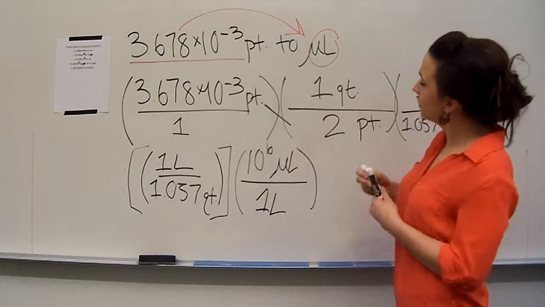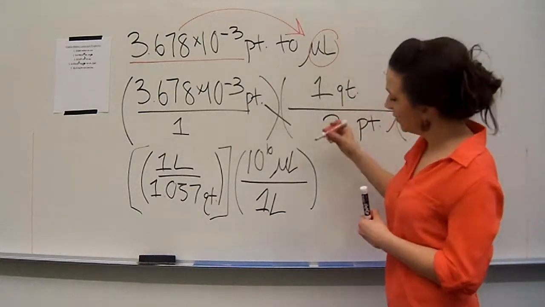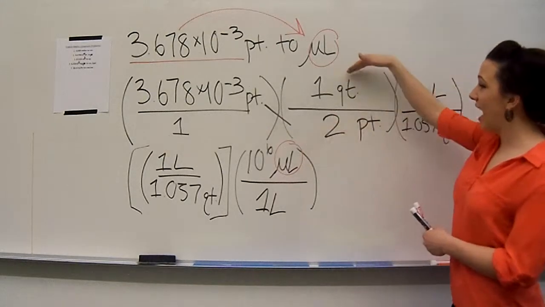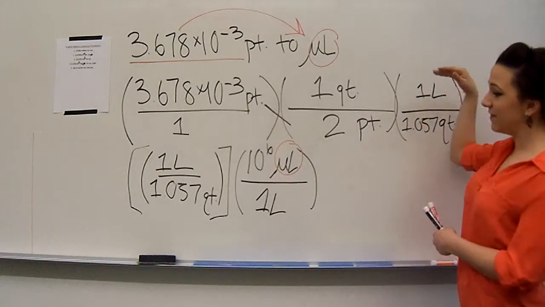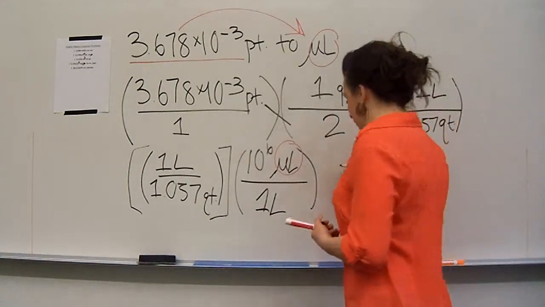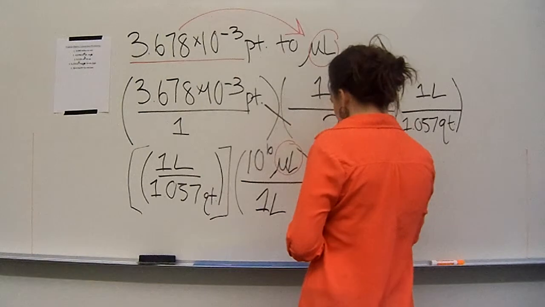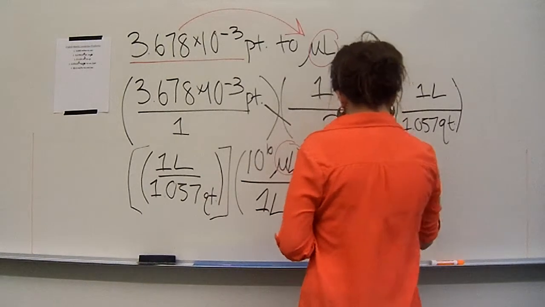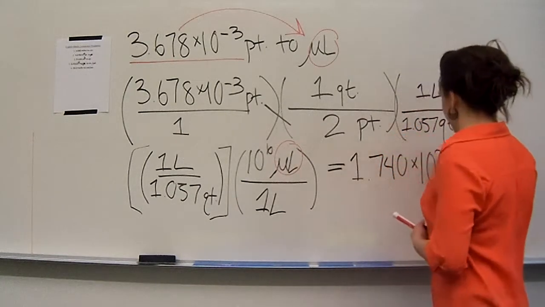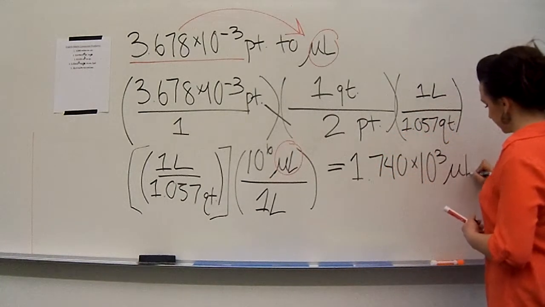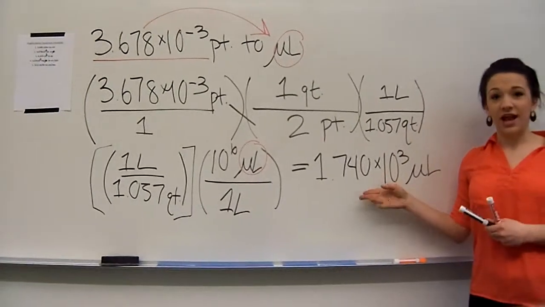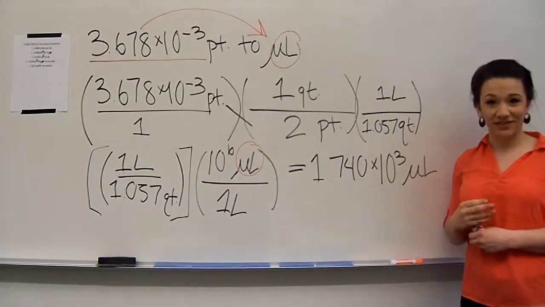As you noticed, we were looking for microliters, and we have now reached microliters for our unit. You multiply everything on the top and divide it by everything on the bottom. Once you calculate that with your calculator, you should end up with 1.740 times 10 to the 3rd microliters. My answer is in scientific notation, and now I will go ahead and double check everything that I've done.